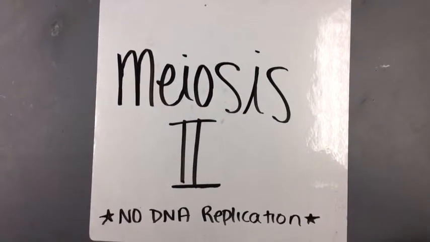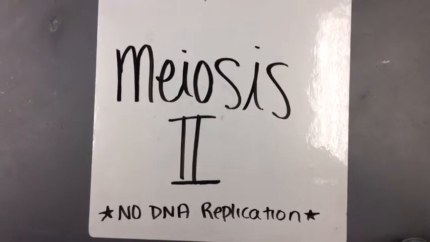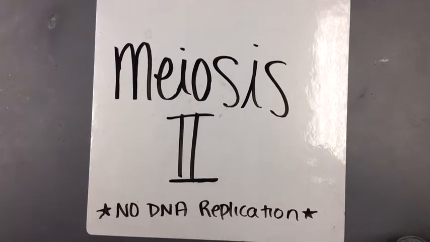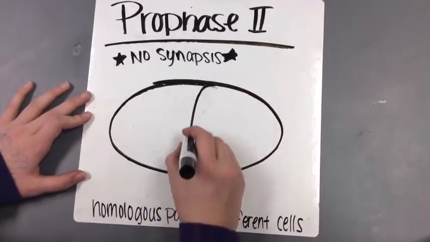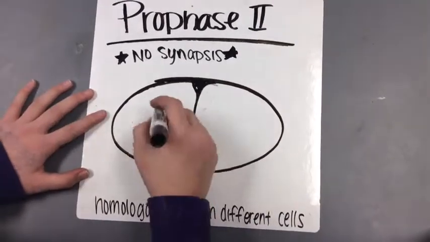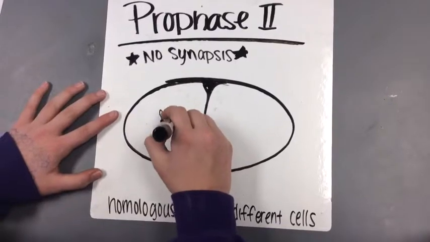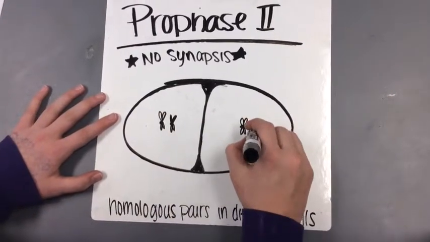At metaphase 2, chromosomes line up at the equator but not in pairs. Spindle fibers are attached to the centromeres. This phase compares to metaphase of mitosis because they are the same except that there are 2 cells in metaphase 2.